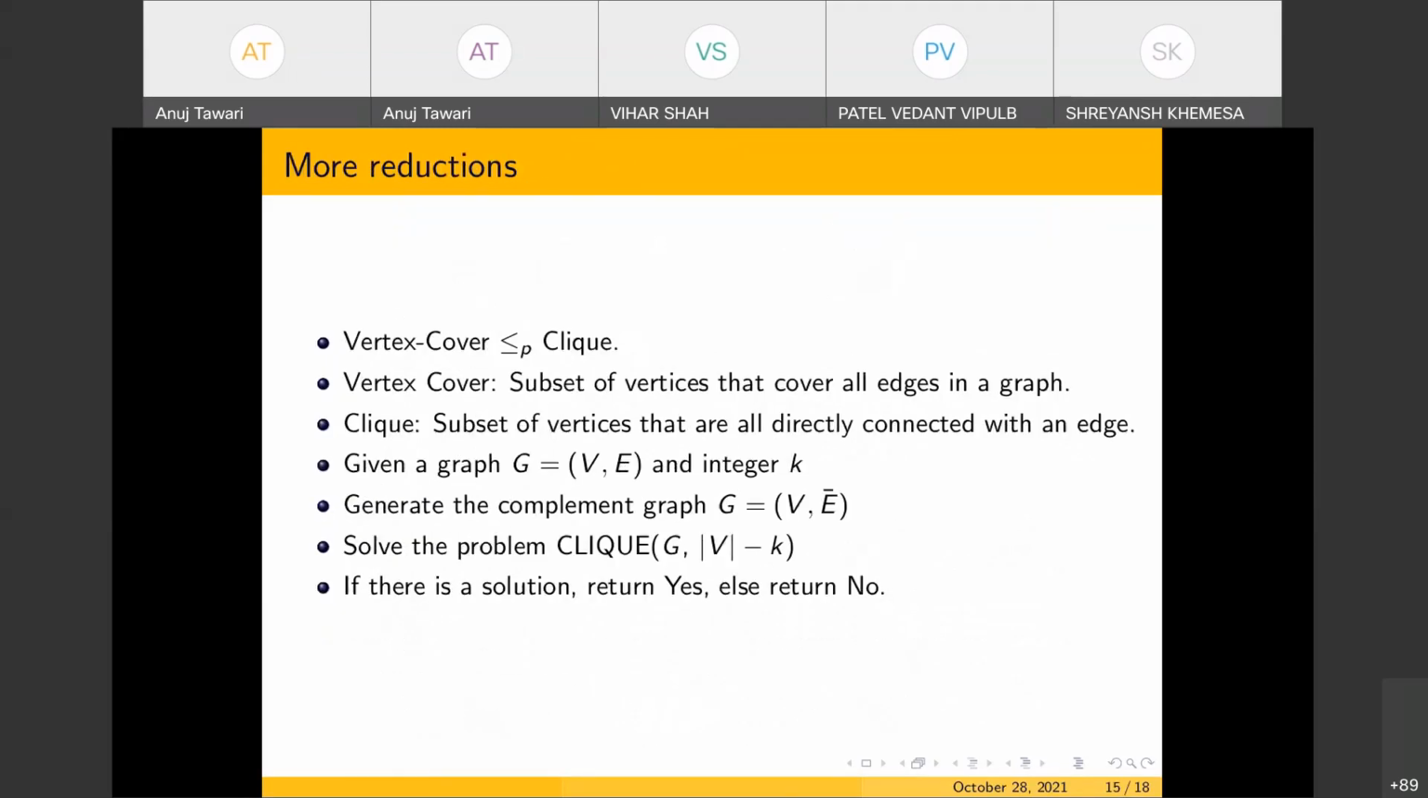Okay, so we have some more reductions to cover now. Now we want to show vertex cover in polynomial time.